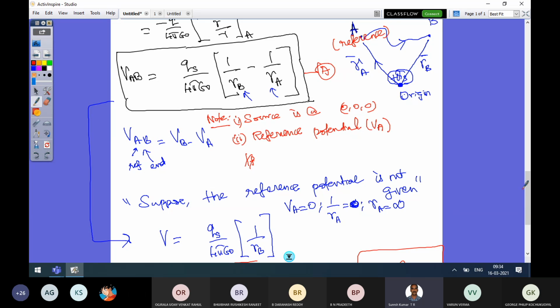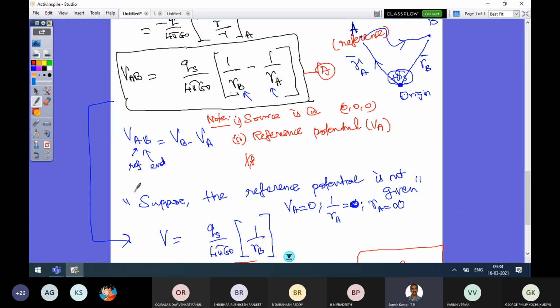Because when I give multiple sources, sources meaning a point source, a line source, or a surface source, you need to calculate the potential between 2 points, and the reference potential will be given, everything will be given. At that time, the only term which is going to create trouble is this R term. Okay.